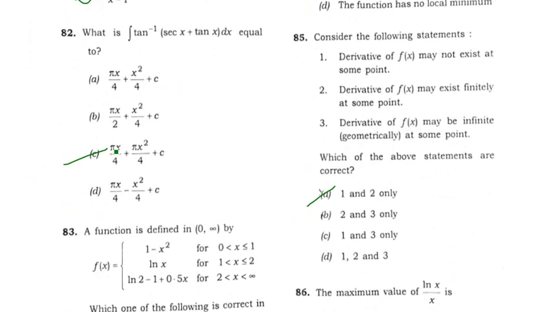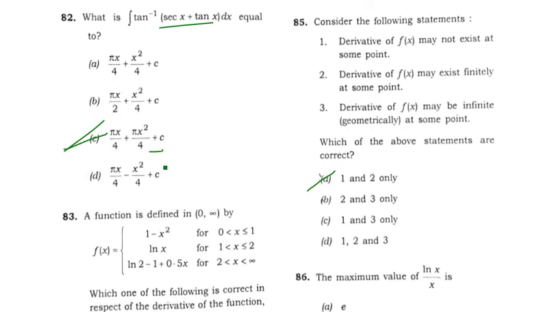What is the integral of tan inverse of (sec x plus tan x) dx equal to? So the right option is C, pi x by 4 plus pi x square by 4 plus C. Okay, option C is right.